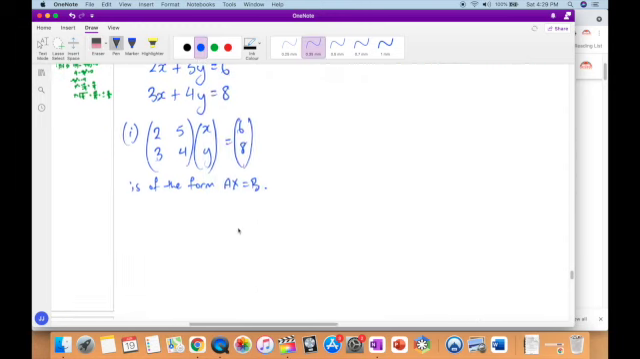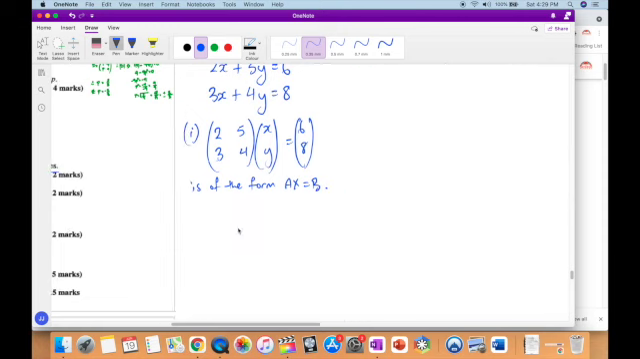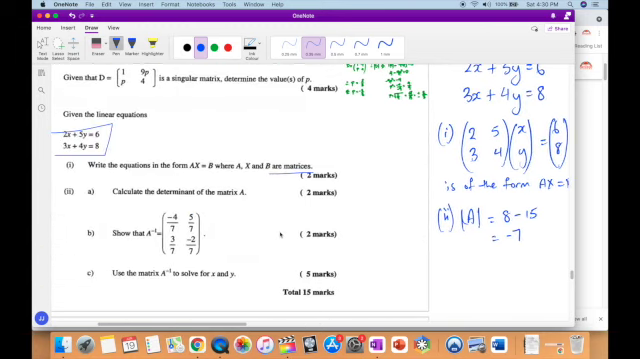So part 2 is calculate the determinant of the matrix A. The determinant is what? 4 twos are 8, minus 5 threes are 15. Right? So that is 8 minus 15, which is negative 7. So the determinant is negative 7. Hence show that A inverse is equal to that.